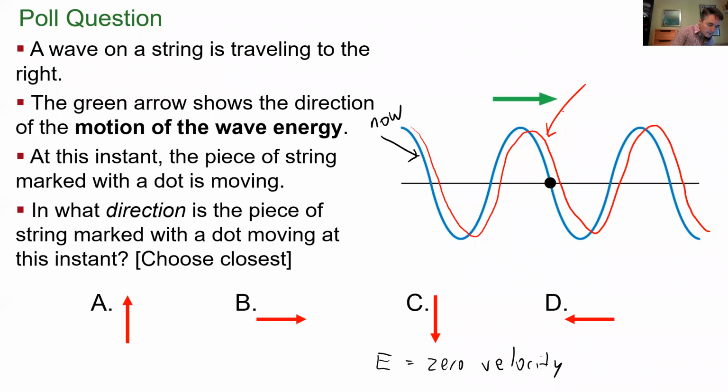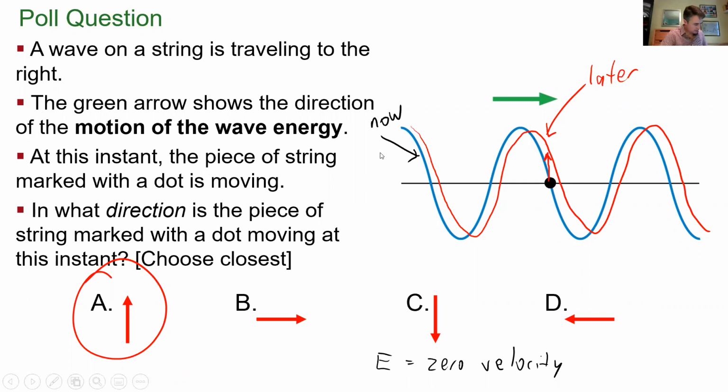This is later. So which way does the black dot have to move to stay on the pattern? If a little bit later, the pattern has moved from left to right, well, it's going to have to go up. So the answer is A. All right, so that's a pretty tricky one.